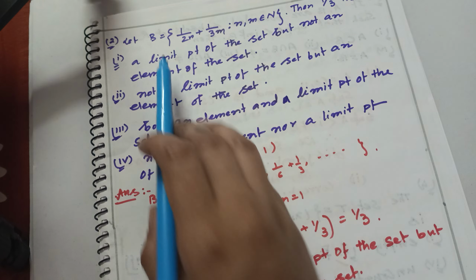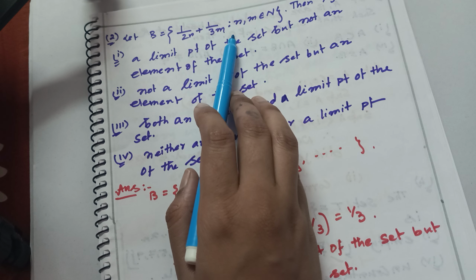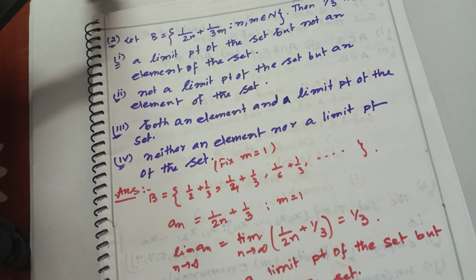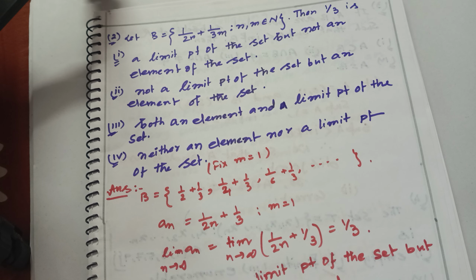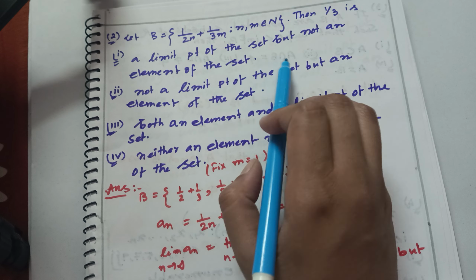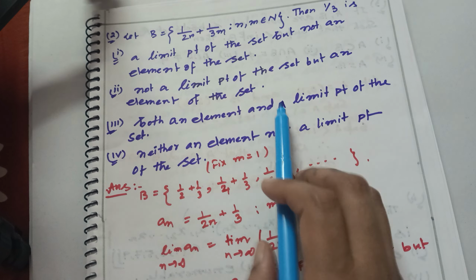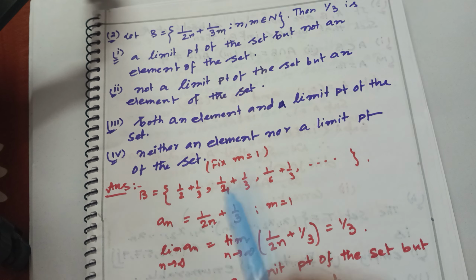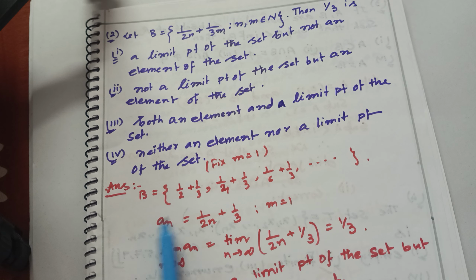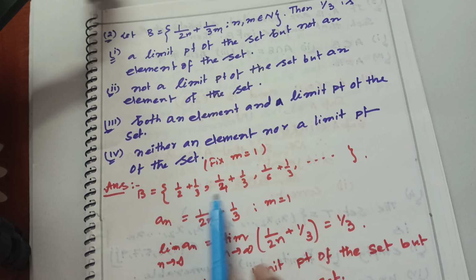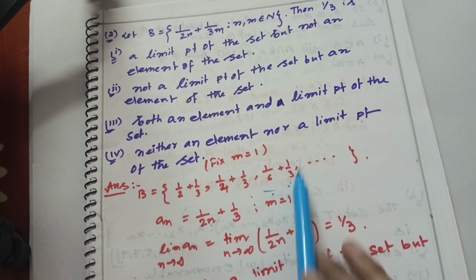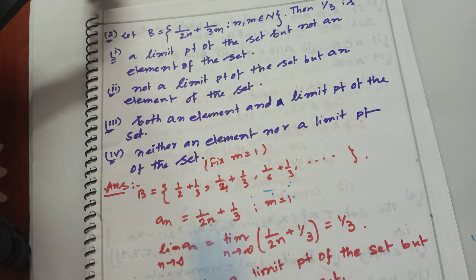Second question: given that let B equals 1/(2n) + 1/(3m) such that m, n belong to natural numbers, then 1/3 is which option is correct? A limit point of the set but not an element of the set, not a limit point of the set but an element of the set, both an element and limit point of the set, neither an element nor a limit point of the set. Now this type of question we solve if we fix m equals 1. Then B equals, we can write, 1/2 + 1/3, 1/4 + 1/3, 1/6 + 1/3 and so on. So the nth term is obviously 1/(2n) + 1/3 if we consider m equals 1.